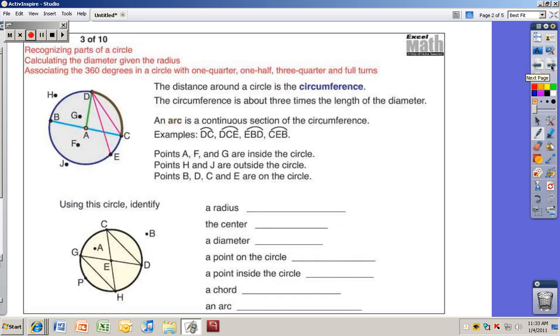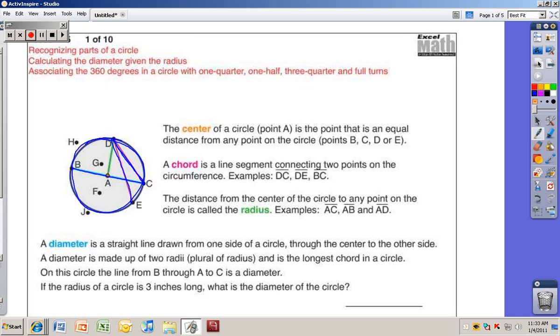Let's clear that out. The distance from the center of the circle to any point on the circle is called the radius. So if I start here in the center and go to the outside edge, those are called radii, or each one is called a radius. Did you already know that, Taylor?